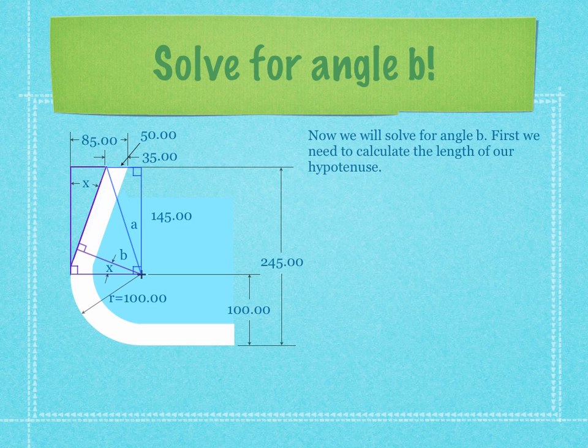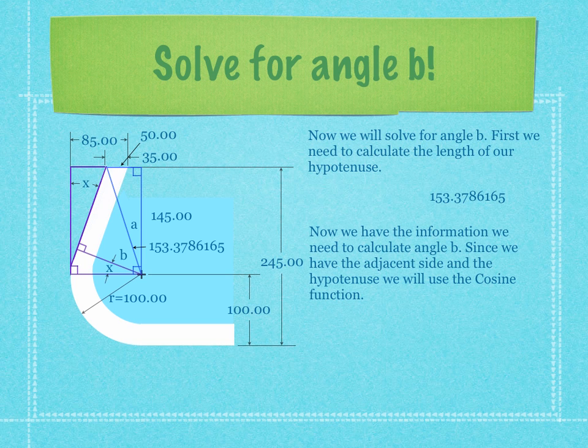Now let's calculate the hypotenuse. The hypotenuse squared is going to equal the two sides squared. So 50 squared plus 145 squared will be the square of the hypotenuse. 50 squared is 2500, and 145 squared is 21,025. Adding together we get 23,525, and taking the square root of both sides we get 153.3786165. That's our hypotenuse.